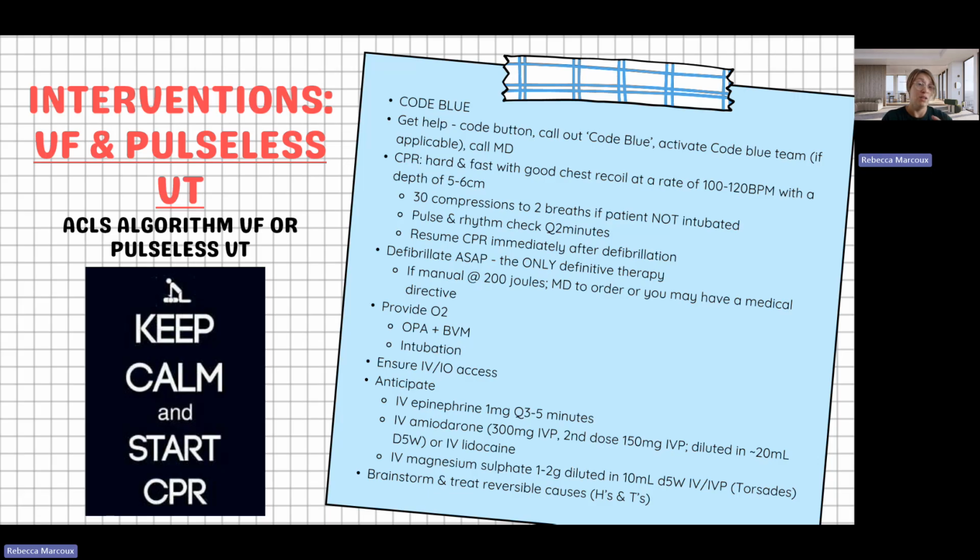The other difference when we're doing VF or pulseless VT from our regular codes, for lack of a better term, is we give IV amio or IV lidocaine to help with the arrhythmia. So in addition to giving IV epinephrine 1 milligram every 3 to 5 minutes, we're also going to be giving IV amio. Usually the first dose is 300 milligrams IV push, and the second dose is 150 milligrams IV push, or we can also give lidocaine. The other thing that you might see, especially if a patient has torsades, is IV magnesium sulfate, 1 to 2 grams.